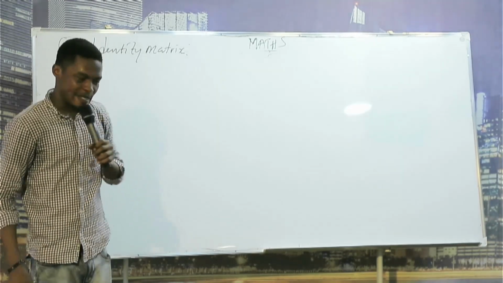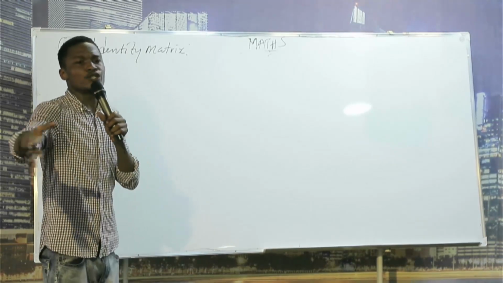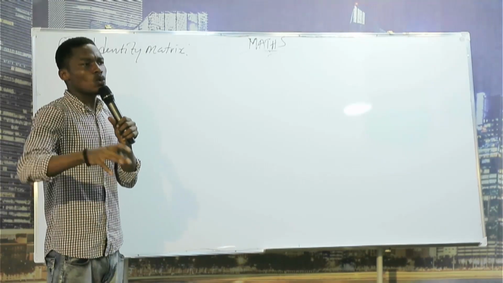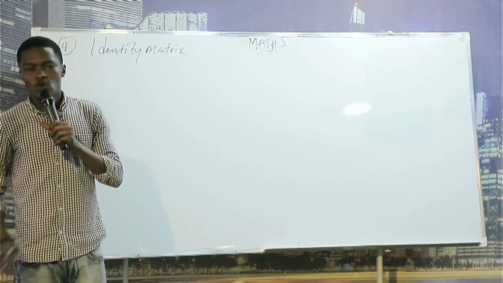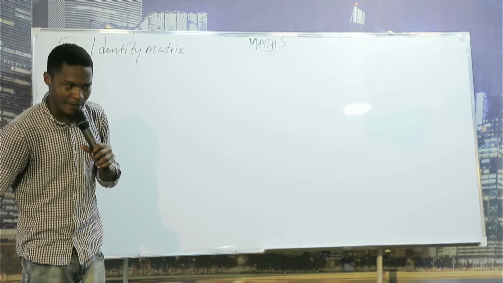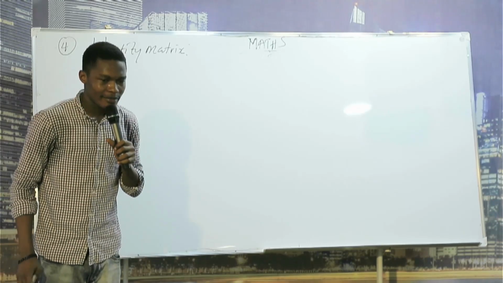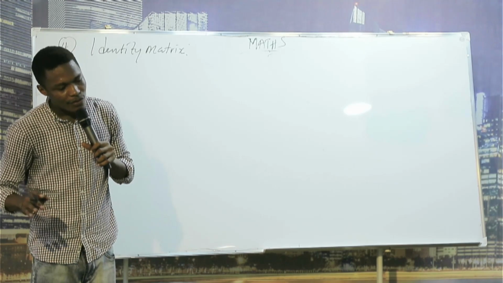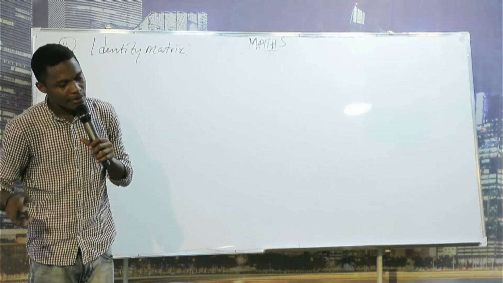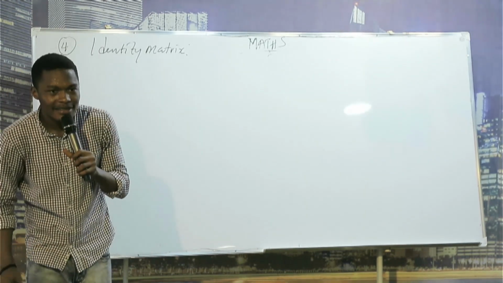Example. Before I give you an example, I want you to understand what we have said. Class, what is an identity matrix? Let's read 1, 2, ready, go. You are not reading. What is identity matrix? Again.